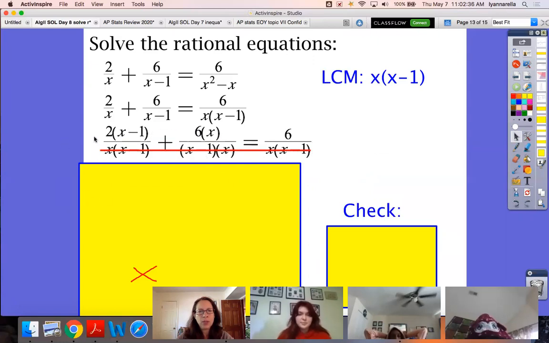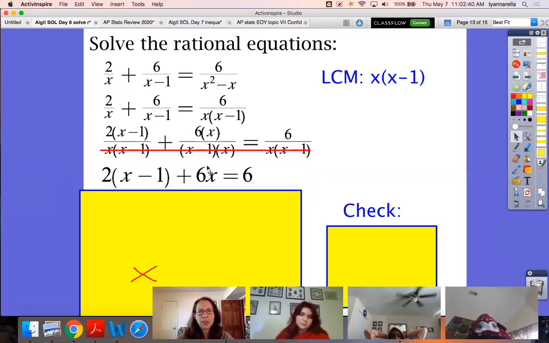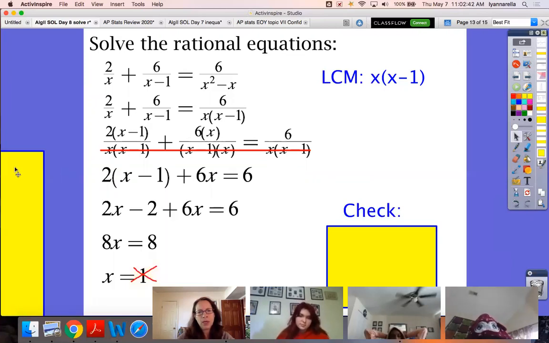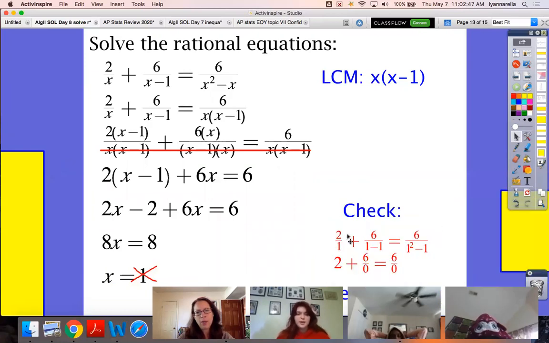so I can line through them and just solve 2 times x minus 1 plus 6 times x equals 6. And when I do that, I get x equals 1. Well, I checked it. And when you put a 1 in the first fraction, that's okay, 2 over 1 is fine. But when you put a 1 in the second and third fractions, you get 0 in the denominators. And again, you cannot say undefined equals undefined. All right, so the only solution was extraneous. So there is actually no solution to this LCM problem.